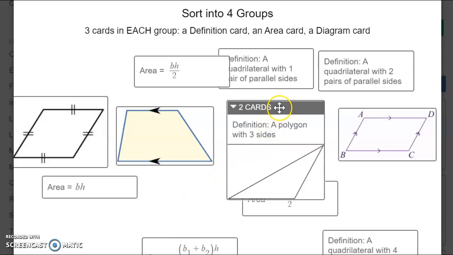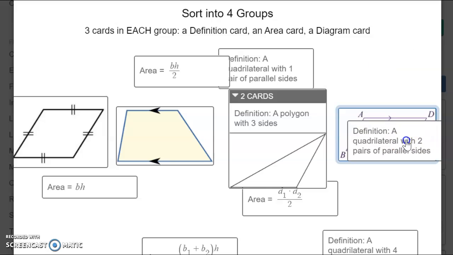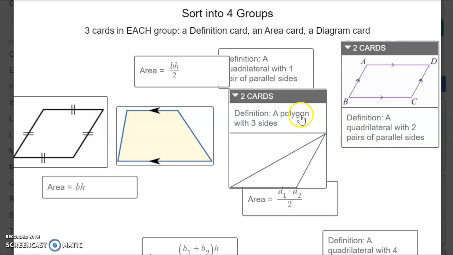So we've matched the triangle with the definition of polygon with three sides, and a quadrilateral with two pairs of parallel sides. The parallel sides are denoted by this notation, the arrow. This tells me that AD and BC are parallel to each other, and AB has two arrows and DC has two arrows. That means these two lines are parallel to each other. So I put those two together because it has two pairs of parallel lines.